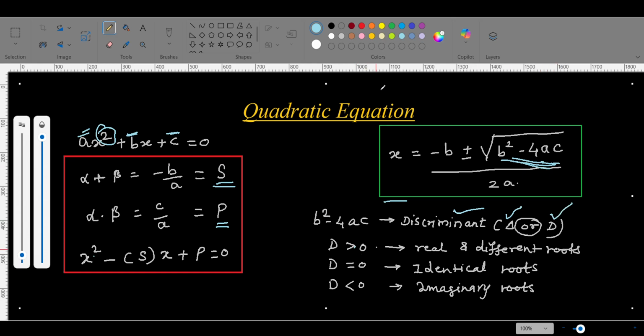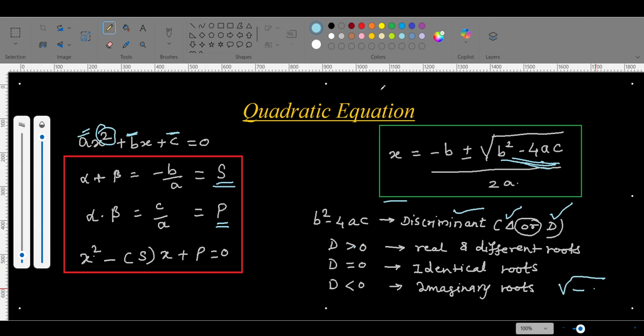If D is greater than 0, then the roots of the quadratic are real and different. If the value of D is equal to 0, then the quadratic has identical roots. And if D is less than 0, that is if the discriminant is a negative value, then the quadratic will have imaginary roots. These imaginary roots have a root over a negative number.